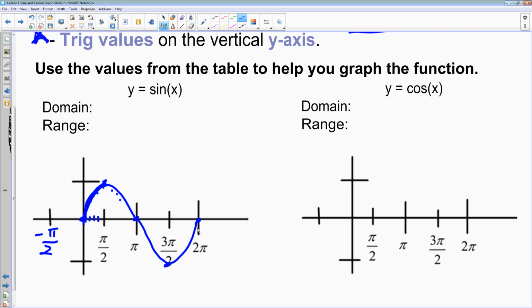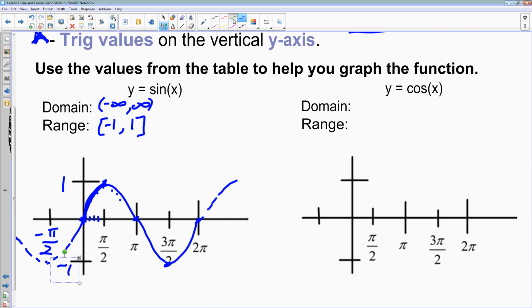Now we could actually continue that and say, well, sine of negative pi over 2 is actually -1, all right? So it actually continues, and that pattern that we see there is going to keep going. So our domain is -infinity to +infinity, whereas our range is going to be from -1 to +1, because that's the highest we go and the lowest we go.